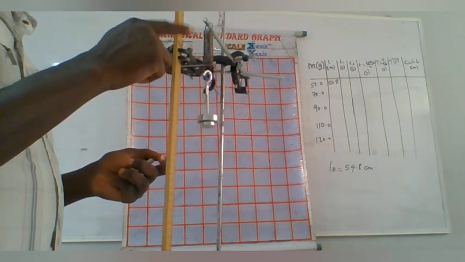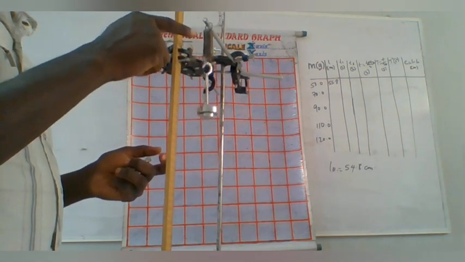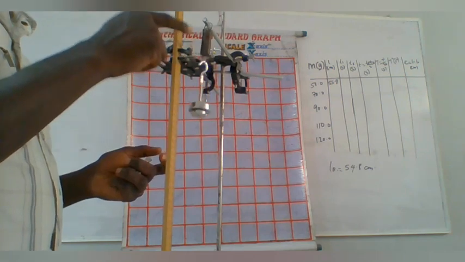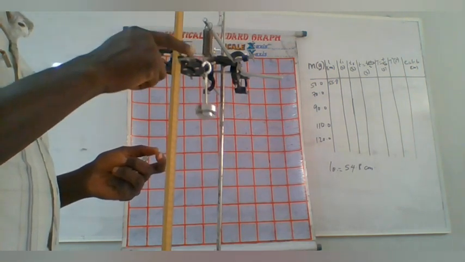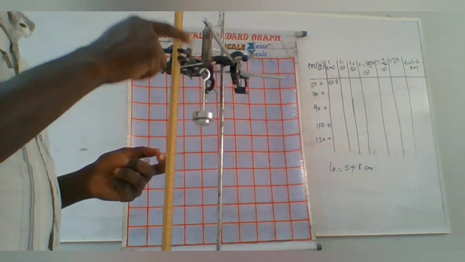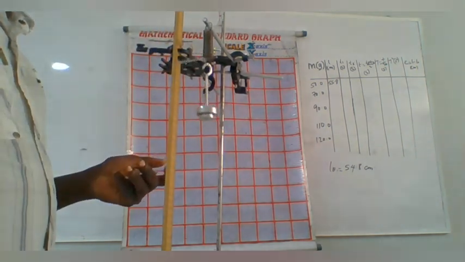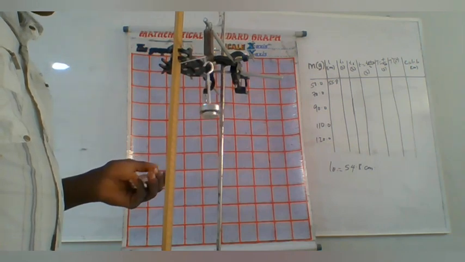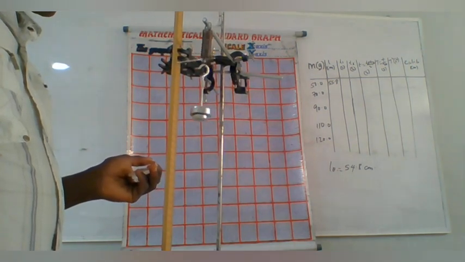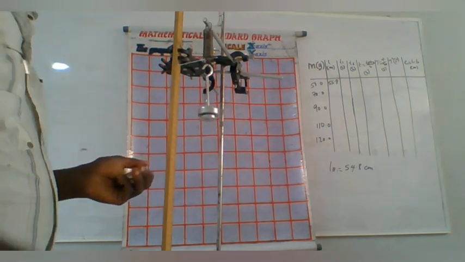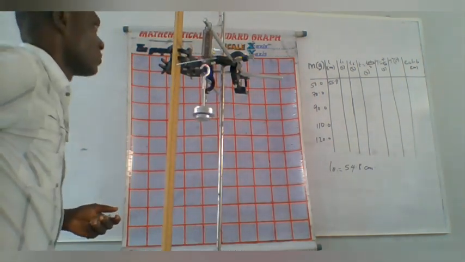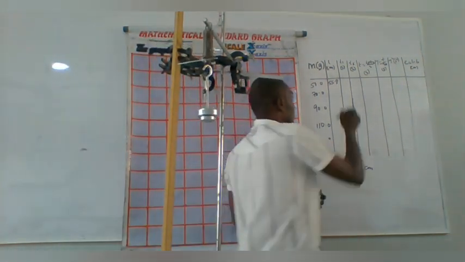So I have 1, 2, 3, 4, 5, 6, 7, 8, 9, 10, 11, 12, 13, 14, 15, 16, 17, 18, 19, 20. So my time is 10.5 seconds. So my T1 is 10.5 seconds.